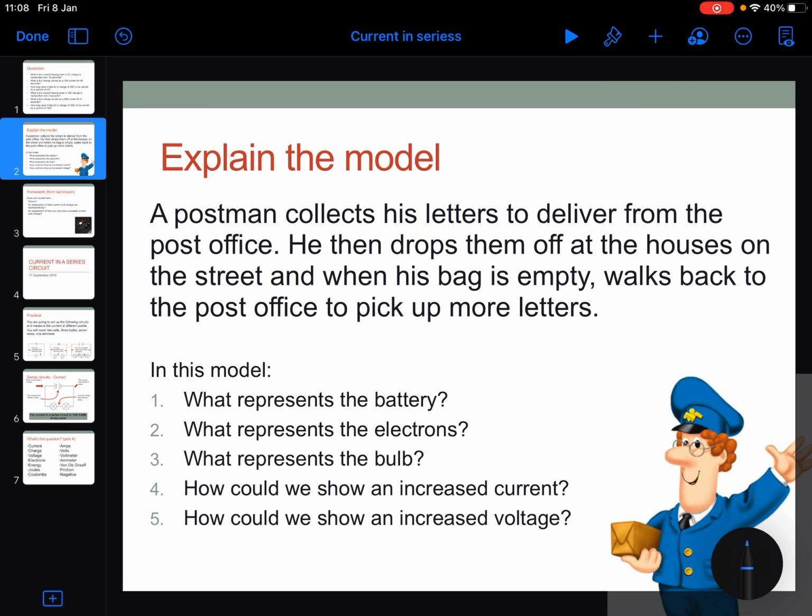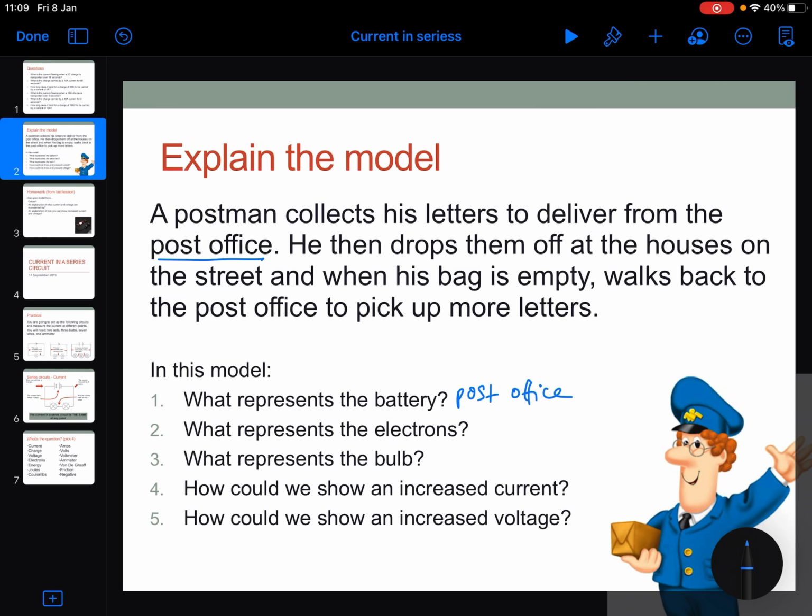So the questions say, what represents the battery in this model? Remember that the battery provides energy. So have a think, read it through. Okay, hopefully you can see that the postman is collecting his letters from the post office. So in this case, the post office will represent the battery because it's the one that's providing the letters, or providing the energy.